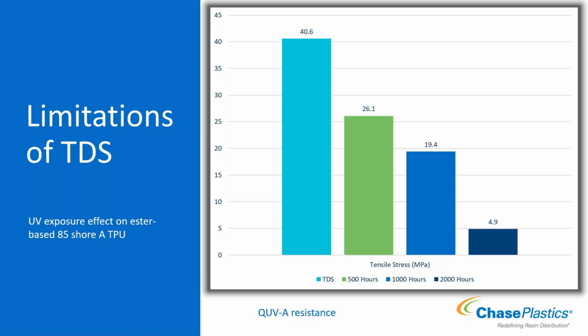So if you're making a part out of an ester-based 85 Shore A TPU, and it's going to go outside and it's going to see UV, it's not going to perform at the 40 MPa. It's going to start performing, depending on how long it is outside, closer to your 26, 19, or 4 MPa.